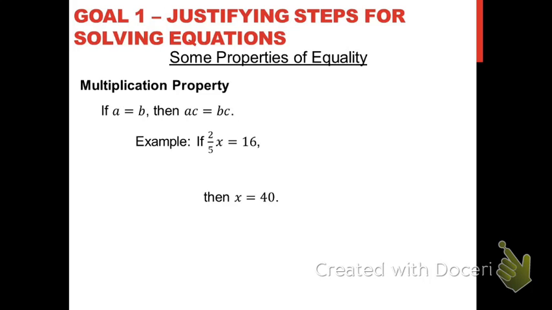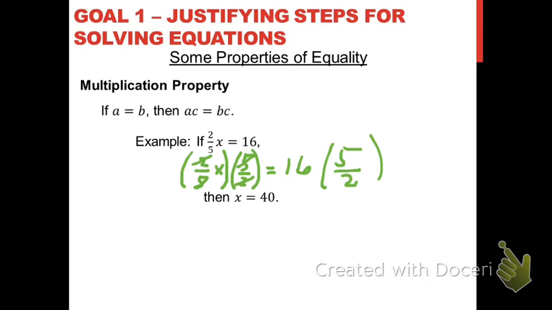Now, what did I do to solve that equation? Remember, whenever you are solving an equation and you're trying to get rid of a fractional coefficient, you multiply both sides by the reciprocal of that coefficient. So I'm multiplying the left side of the equation by 5/2. Then 2/5 times 5/2: the 2's cancel, the 5's cancel, it just leaves you with x. I've got to multiply the right side of the equation by that same value. That's basically 16 times 5 divided by 2, which is 80 divided by 2, or 40.